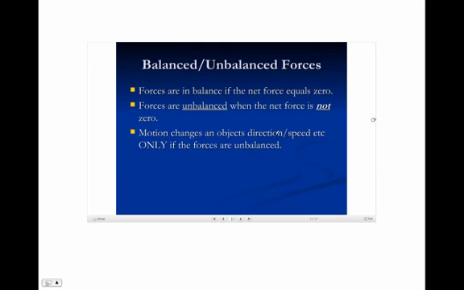So forces are in balance if the net force is equal to 0 on a structure and forces are unbalanced if the net force isn't. Now, don't forget, motion will occur in objects if the forces are unbalanced, and we don't want this. No, when it comes to structures, we want forces to be balanced for structures. Otherwise, they might fall apart.